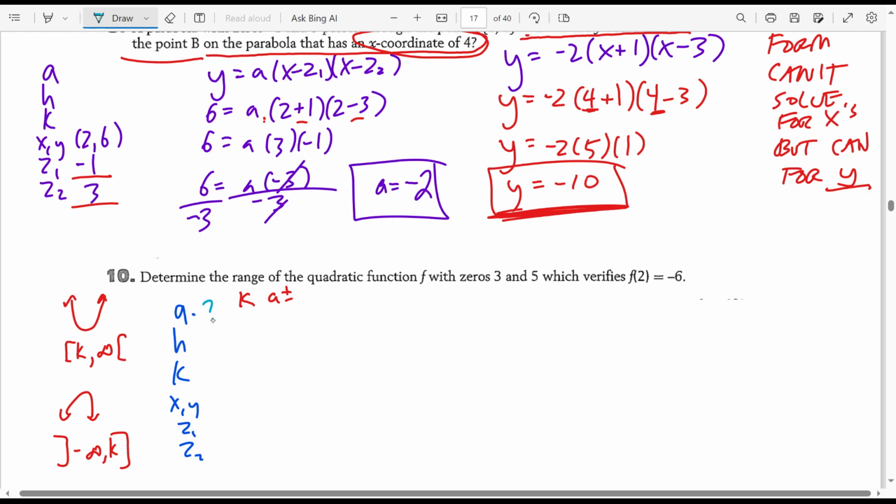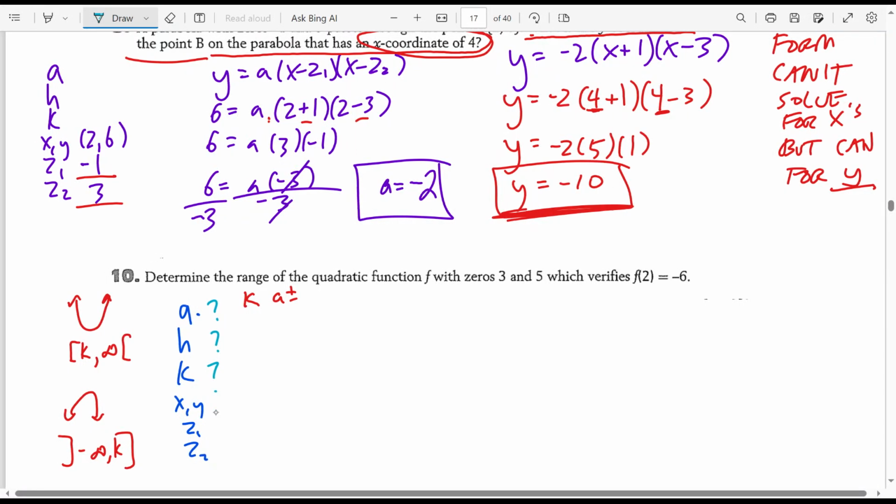My a, I don't know. The h, I don't know. K, I don't know. I'm not sure if I have a point yet, but I do have zeros of 3 and 5. Okay.